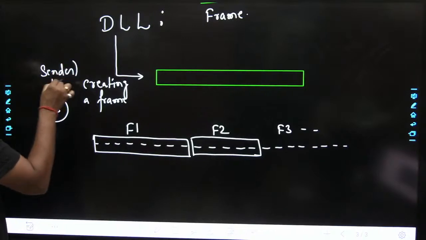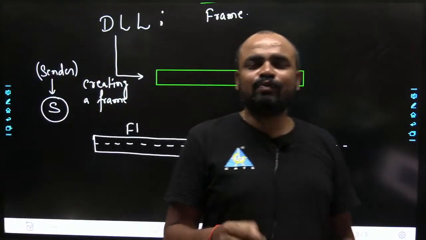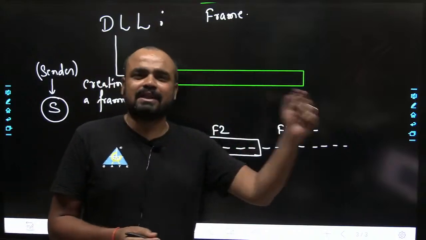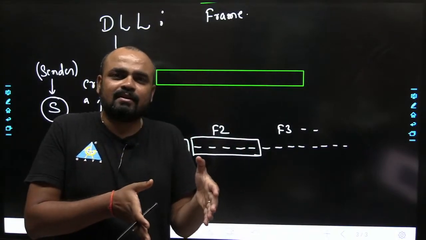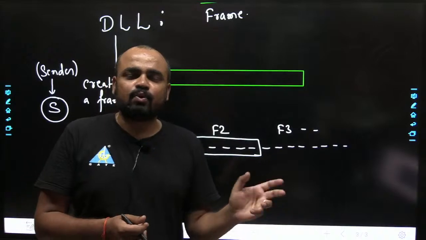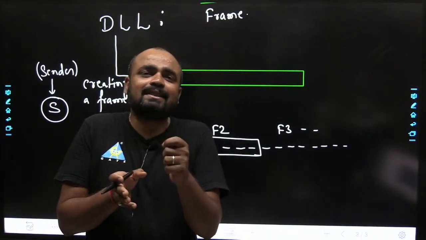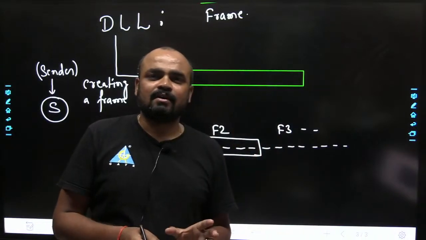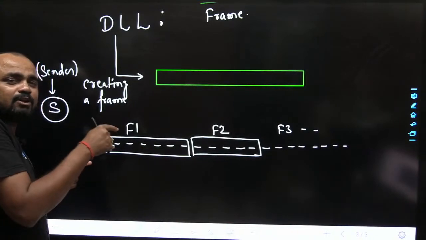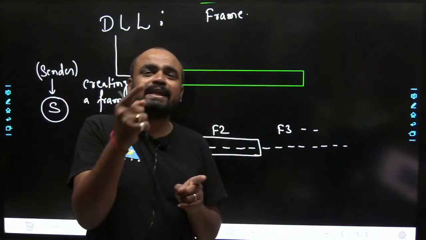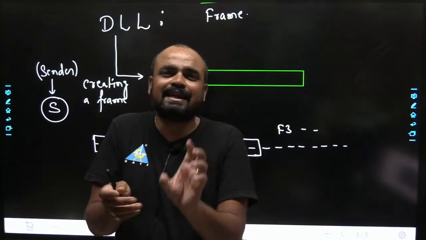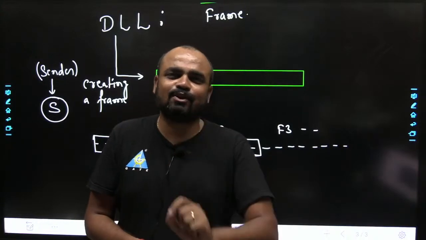Now, please tell me, who will create the frame? The sender, yes or no? If I wish to communicate with anyone else, then I will create the frame. And between me and the receiver, there should be a common logic. If I'm creating a frame with some logic, then that logic should be known by the receiver also. Only in that condition will the receiver be able to identify that this sequence of bits is representing the first frame. Are you able to feel this or not? Are you getting my point?